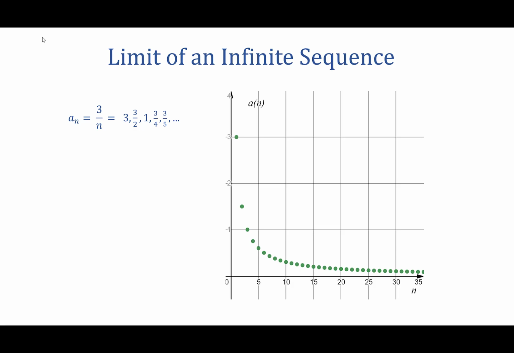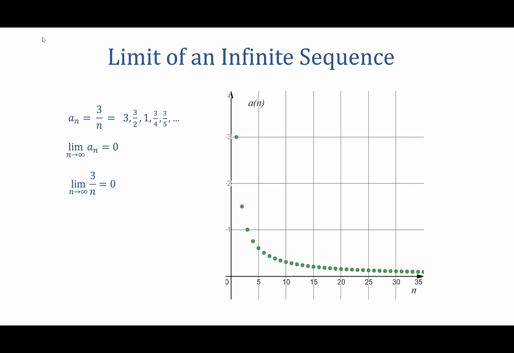It's like looking at a function. The dependent variable is the term value, and the independent variable is n, or the rank. So as n increases, the term decreases. This looks like an inverse function that has a horizontal asymptote at y equals 0, or a_n equals 0. So we can say that the limit of this sequence as n approaches infinity is 0.